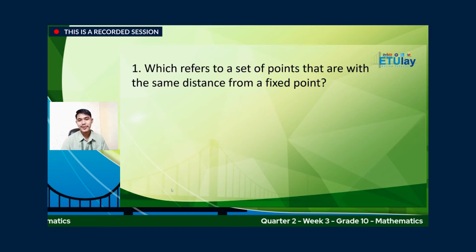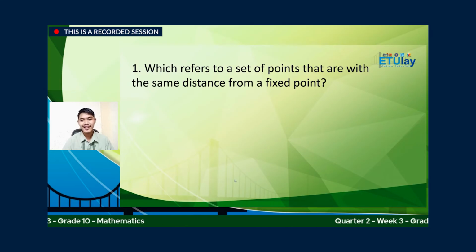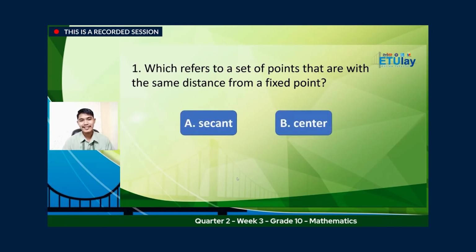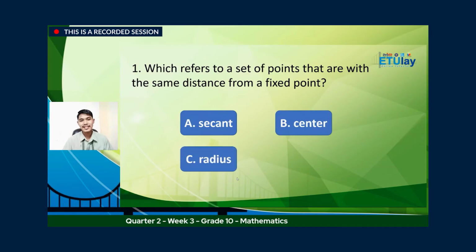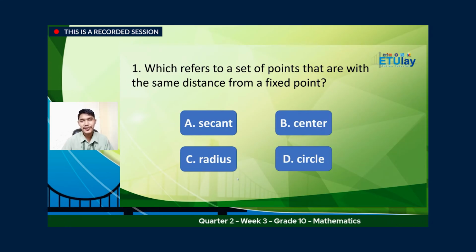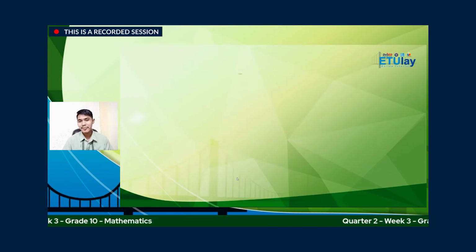Now, we have problem number 1, which refers to a set of points that are with the same distance from a fixed point. A, secant, B, center, C, radius, or letter D, circle. What do you think, mathletes? The answer for number 1 is circle.